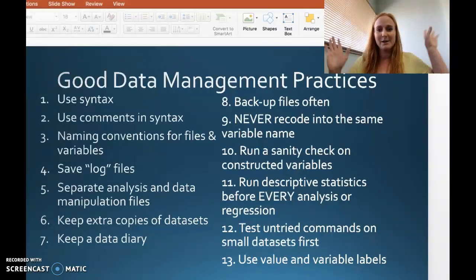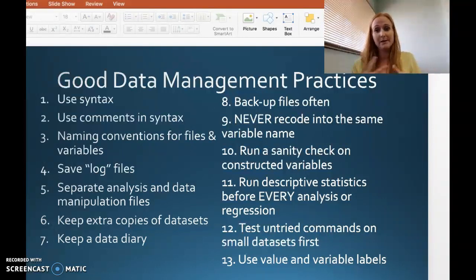So these are my data commandments, my good data management practices, and these are things you're going to find yourself doing as you're working on your labs and your final research projects. So you might want to pause and jot these down so you can start developing these habits. Number 1, use syntax. We're going to be showing you how to run syntax or just writing the raw script or commands for how to do a function in SPSS. It's kind of like writing HTML code, but it's a record you can save of all the stuff you did. And you can put your notes in it.